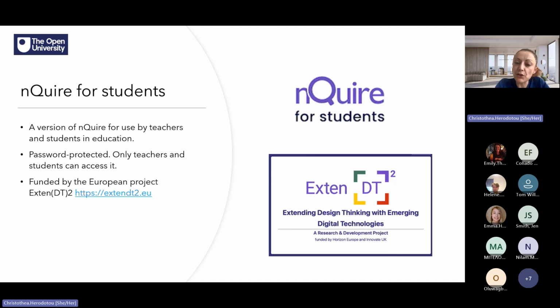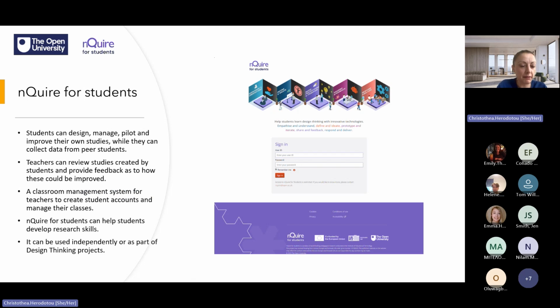It has the basic functionality of nQuire and also additional features. So, for example, it's password protected. It can be accessed only by teachers and students from one school. So if students are coming from different schools, they cannot see the data of students and teachers coming from other schools. They can only see their school's data. Also, as in the basic nQuire, they can design, manage, and pilot studies, and they can also collect data from other students in their school.